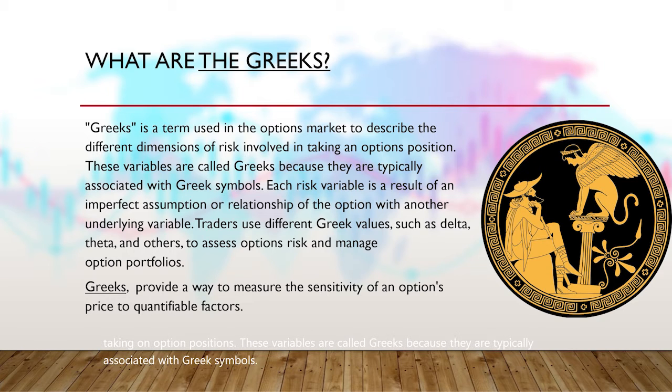Each risk variable is a result of an imperfect assumption or relationship of the option with an underlying variable. Traders use different Greek values such as delta, theta, and others to assess option risk and manage option portfolios. Greeks provide a way to measure the sensitivity of an option's price to quantifiable factors. It's very difficult to predict what happens to the price of a single option. Option prices do not always appear to move in conjunction with the price of the underlying asset. Greeks provide that way to measure the sensitivity of an option's price to quantifiable factors.